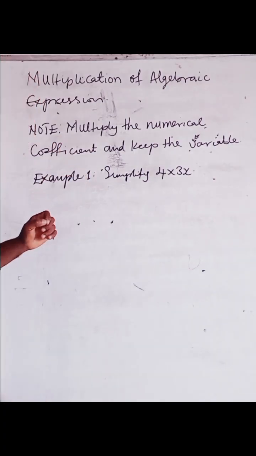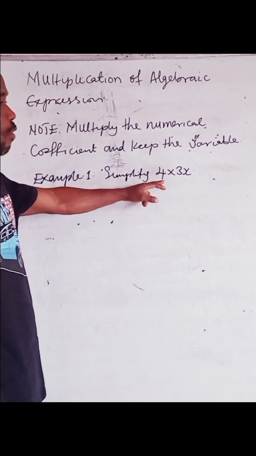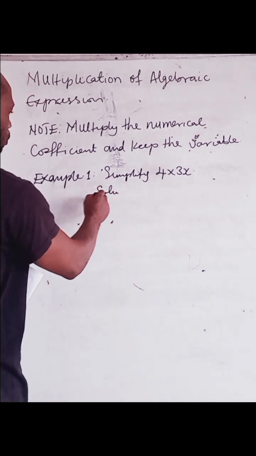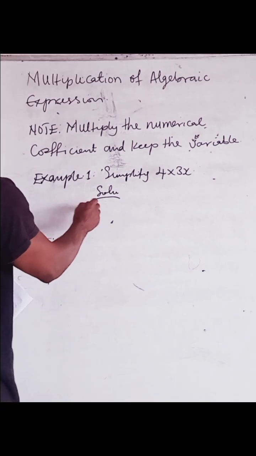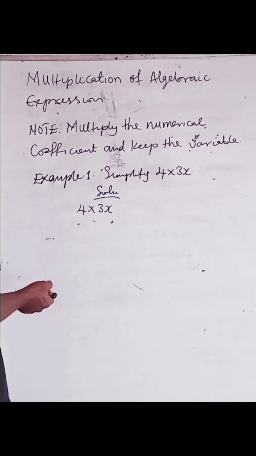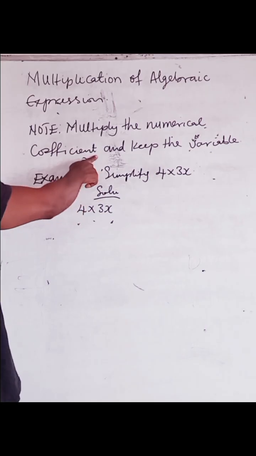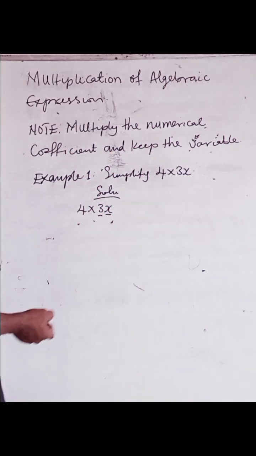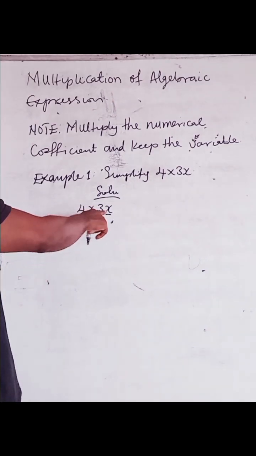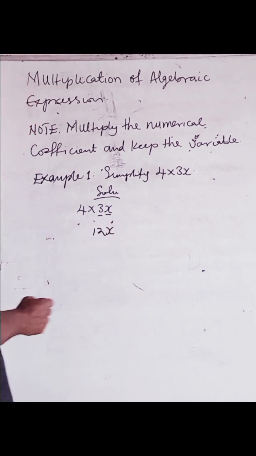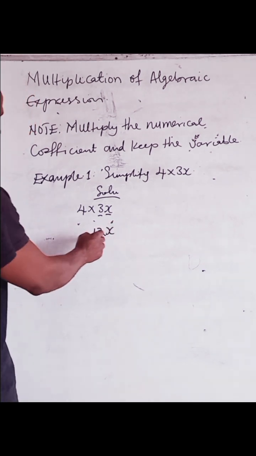So let's look at this example. Example 1. Simplify 4 multiplied by 3x. Solution. 4 multiplied by 3x. Now in this expression, what are we going to do here? The rule says we should multiply the numerical coefficient and keep the variable. So x is the variable and 3 is the coefficient. So we are going to multiply 4 by 3. 4 times 3 is 12. Therefore, the expression is 12x.